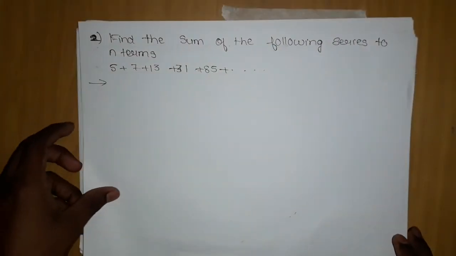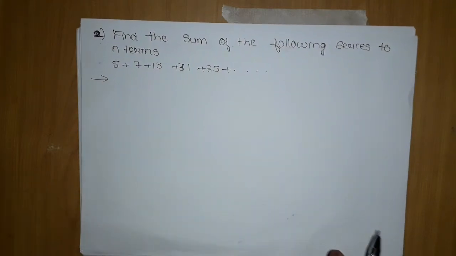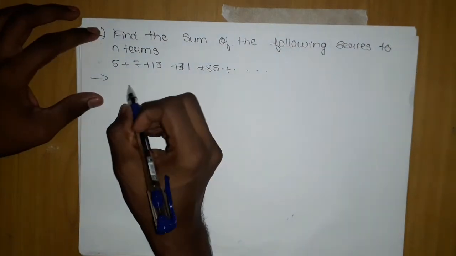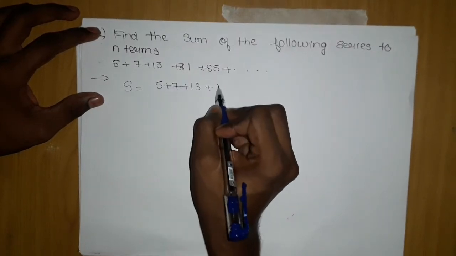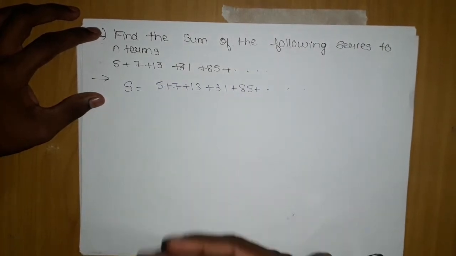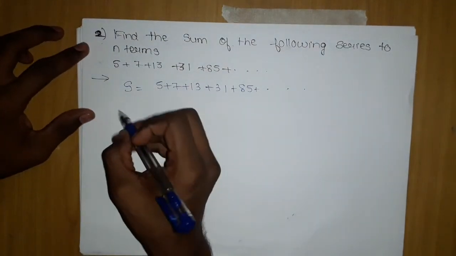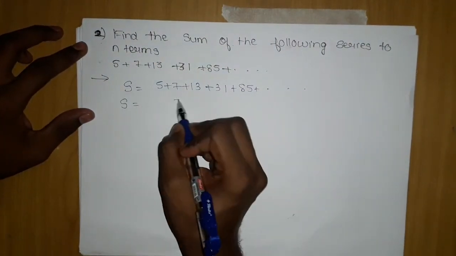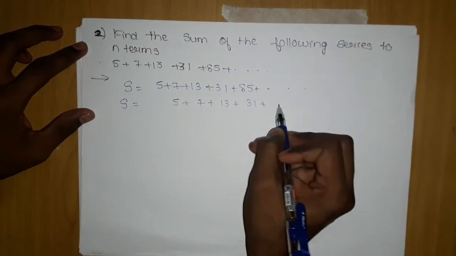The next problem is as follows. Find the sum of the following series to n terms. The terms are 5 plus 7 plus 13 plus 31 plus 85 and so on. So let's write S as 5 plus 7 plus 13 plus 31 and 85. Now we are doing it by the general method, and then we will do it by the formula method. Now write S again, moving it a little forward: 13, 31 and so on.